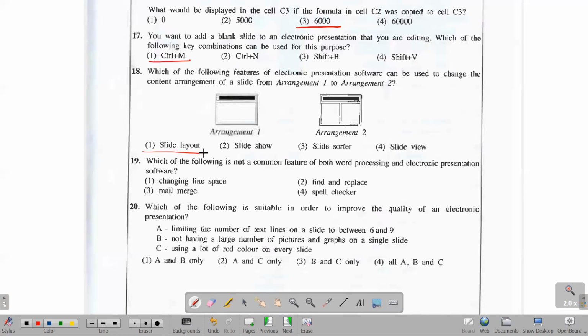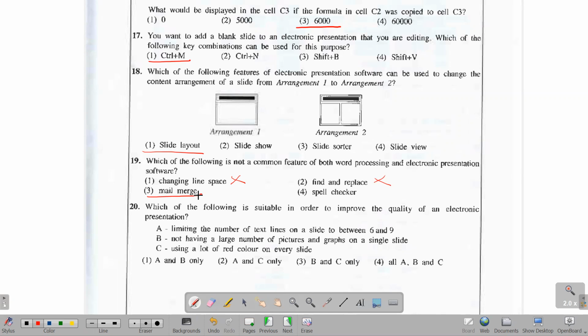19th, which of the following is not a common feature of both word processing and electronic presentation software? This feature should not be common to both. Change in line spacing is there in both software. Find and replace is there. Mail merge is something unique to word processing software. It is not there in electronic presentations or PowerPoint. So the third one is going to be the answer.